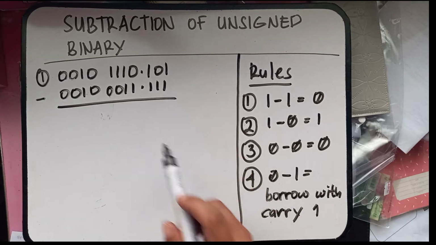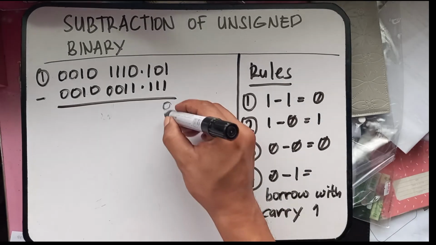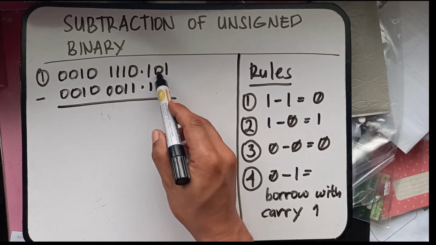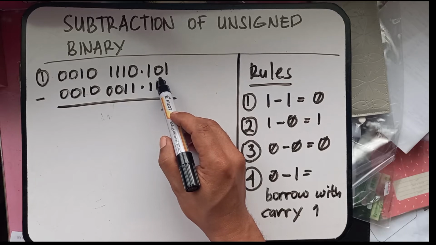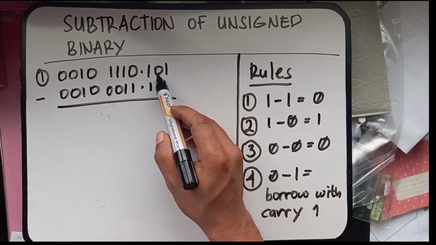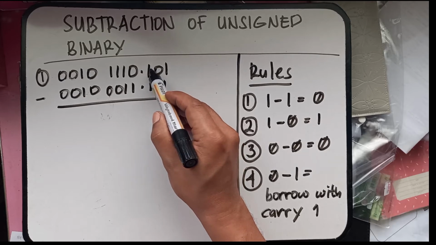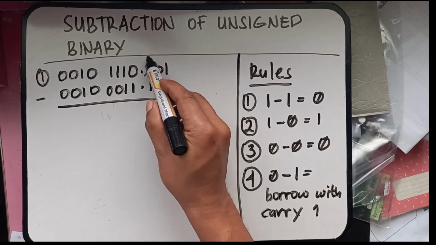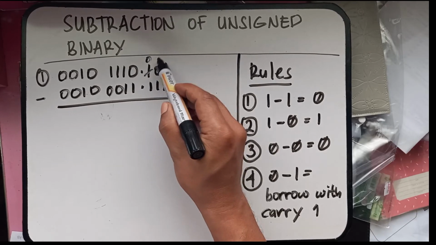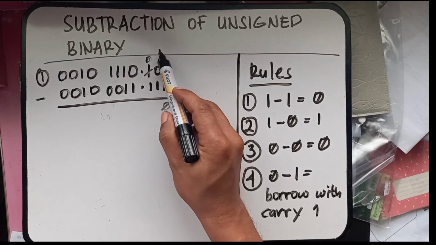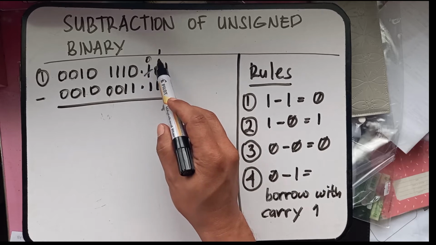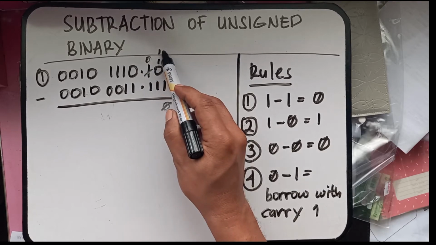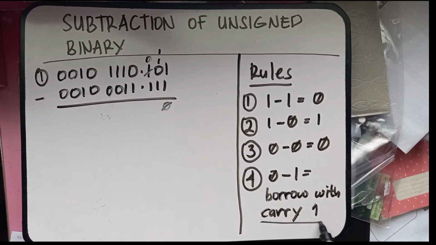Okay, so 1 minus 1, we have 0. And then 0 minus 1, rule number 4 says here, borrow with carry 1. We cannot really subtract 1 from 0, so we have to borrow from the nearest neighbor on the left side. So we borrow here, and this becomes 0. And we have to add 1 and 1, so that is now the carry. When you borrow from the nearest neighbor on the left, you have to carry twice, the borrowed number and the carry bit. So that is the meaning of carry 1.